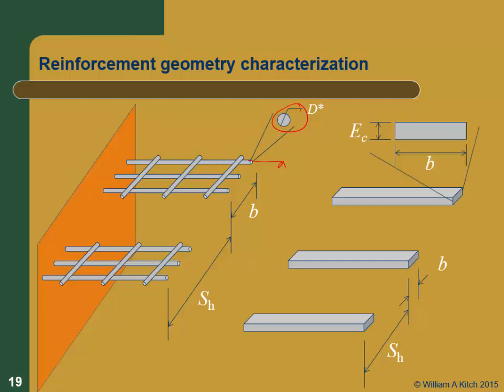And then the bars are characterized by their area. We have what we're going to call EC. We'll talk about what that is. That's the effective thickness of the bar, and then the width of the bar is B.